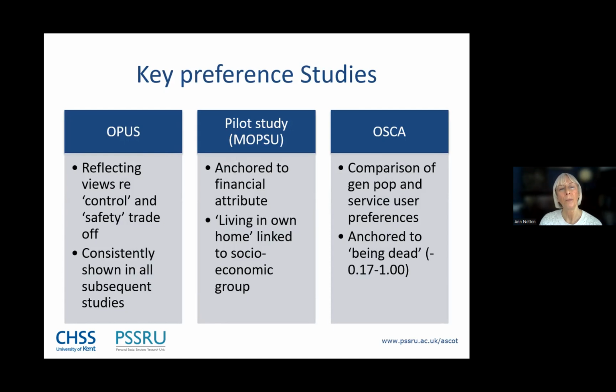Living in your own home, I found interesting, was linked to socioeconomic group. It was important to all groups except those in the lowest socioeconomic group. The Oscar project allowed us to compare the general population with service user preferences and to anchor to being dead. And we were glad to see that general population and service user preferences were the same, so we could carry on confidently using our preference weights without having an issue about which sort we should use.